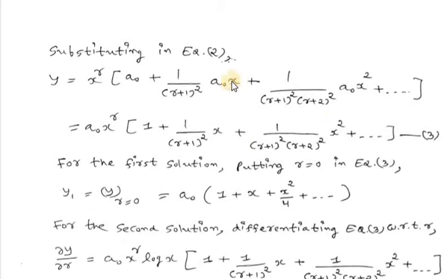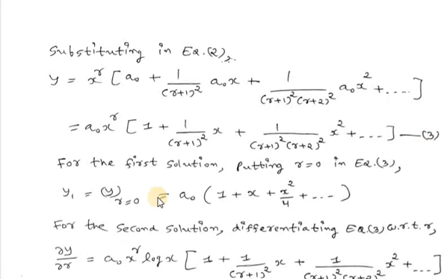Now taking a0 common, so we have a0 x raised to r into bracket 1 plus 1 over (r + 1) whole squared into x plus 1 over (r + 1) the whole squared into (r + 2) the whole squared into x squared plus and so on. Now see, this is equation number 3.